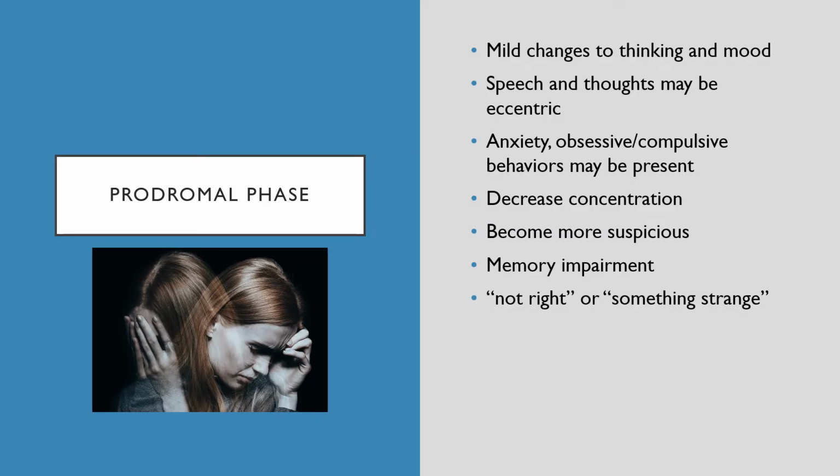In the prodromal phase, symptoms appear about a month to more than a year before that first full-blown episode of the illness. There might be very mild changes to thinking and mood. Maybe our speech and thoughts might be eccentric. Anxiety and OCD behaviors may be present. We have decreased concentration. We become more suspicious. Maybe there's some memory impairment. A lot of times these patients will come in and just say something just doesn't feel right, or something feels strange. And again, these symptoms can appear a month to more than a year before that first episode of schizophrenia is exposed.